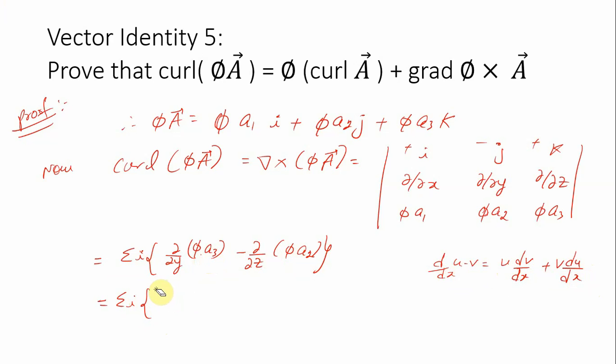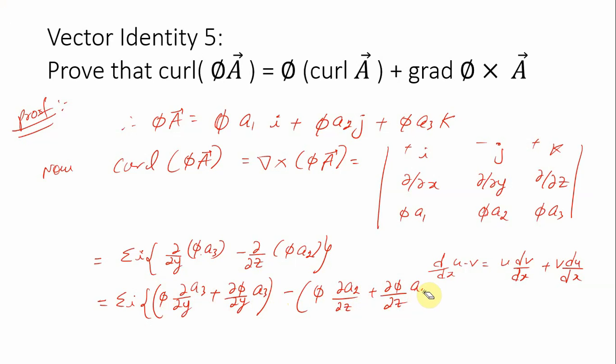Now I will take phi as it is, dou upon dou y a3 plus, so this is u into v, dou phi upon dou y a3 minus phi dou a2 upon dou z plus dou phi upon dou z a2. So both the ways I have used this formula and have simplified, students. Okay, so now again I am going to take the common things and let us simplify. What you will get, we will see.